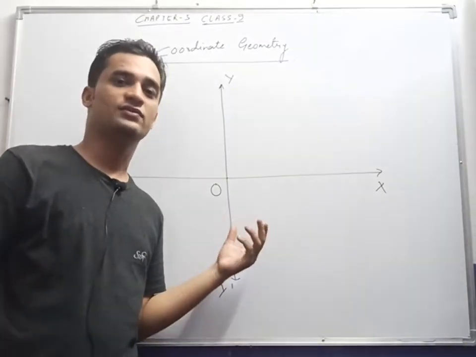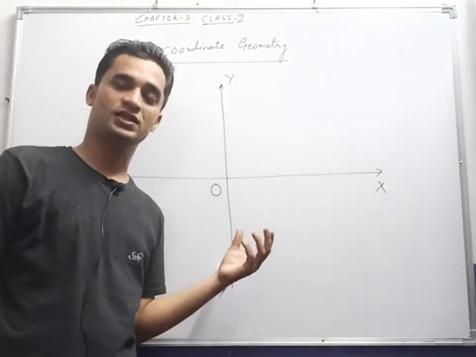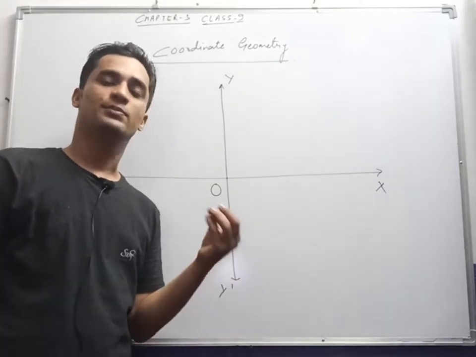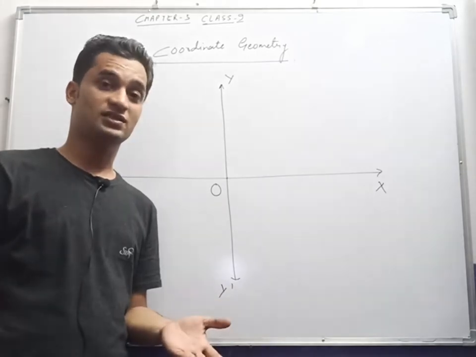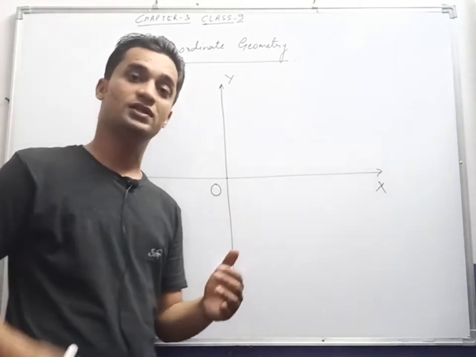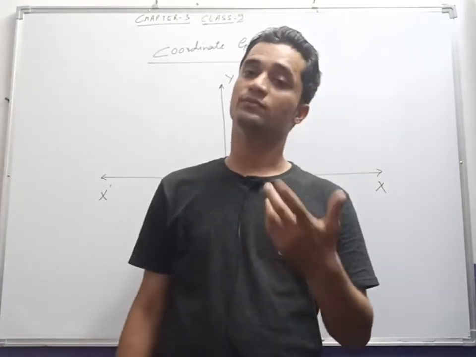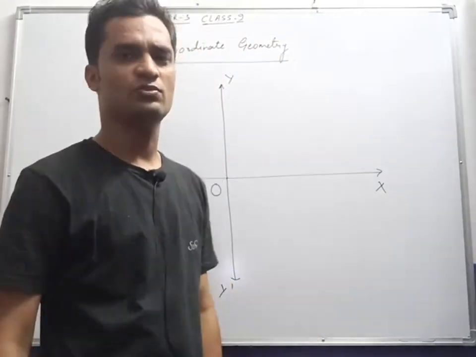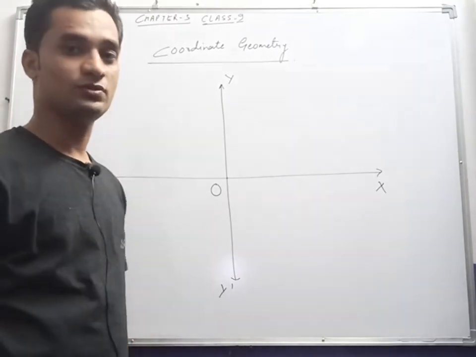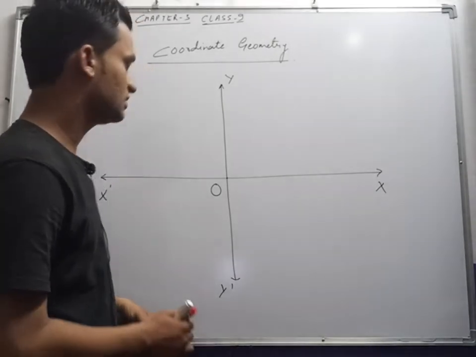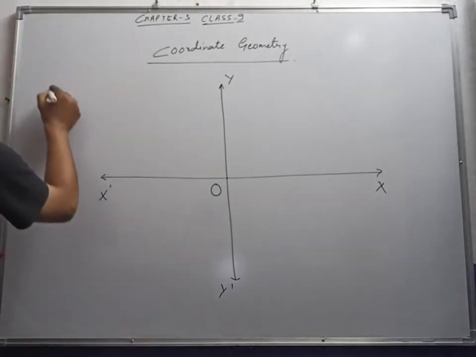Please focus here. It's very important, because coordinate geometry in class 9th is a very small part. Then in class 10th you will have the distance formula and section formula, then in 11th 3D, then in 12th also 3D. So this will continue up to your 12th class.